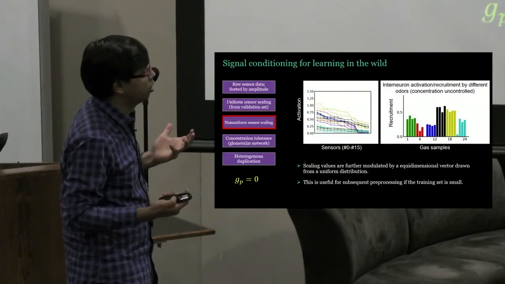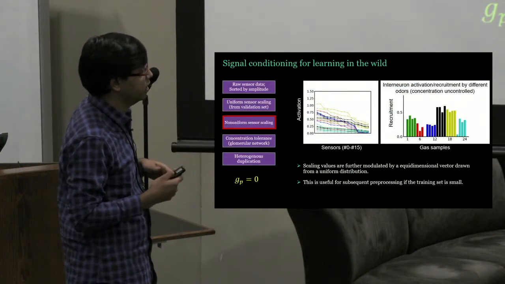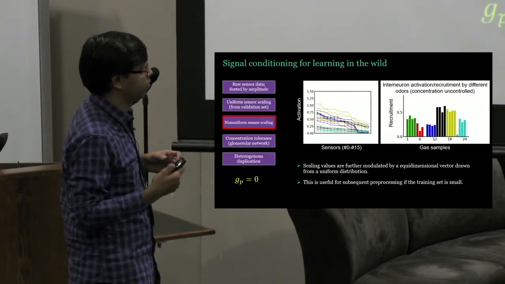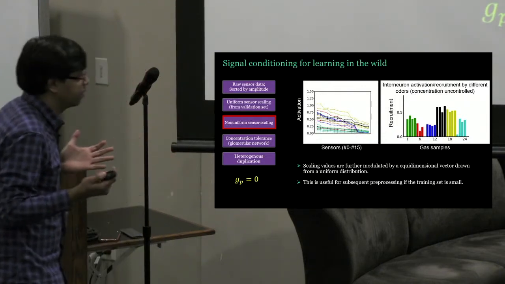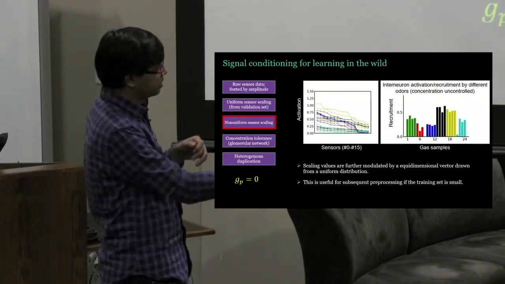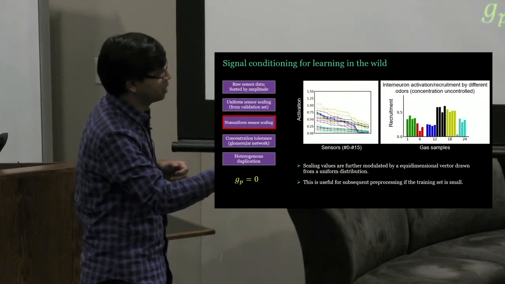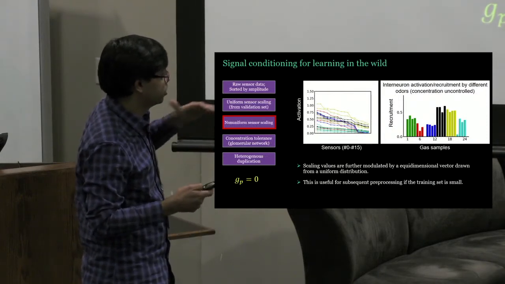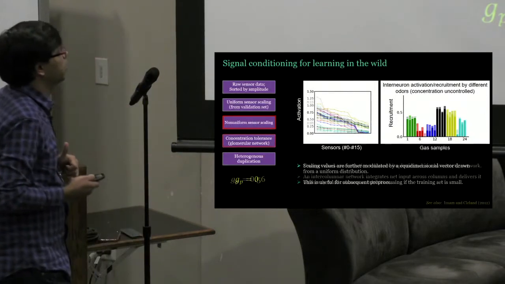The next thing we should do is non-uniform sensor scaling. It is useful if the training set is small. So we modulate the sensor scaling by an equidimensional vector drawn from a uniform distribution. And this is, again, inspired by biology, because heterogeneity abounds in biology. But still, if you look at the fraction of interneurons that spike, they're widely different, and for some of them it is 0. So we should not stop here.